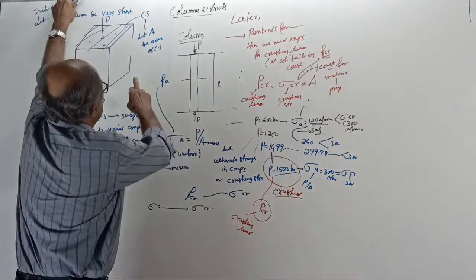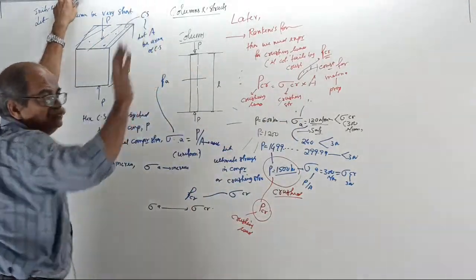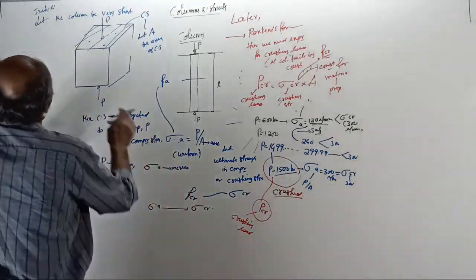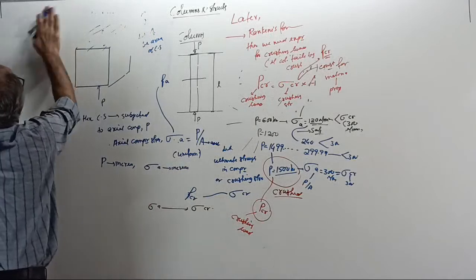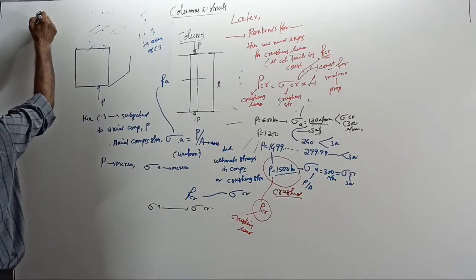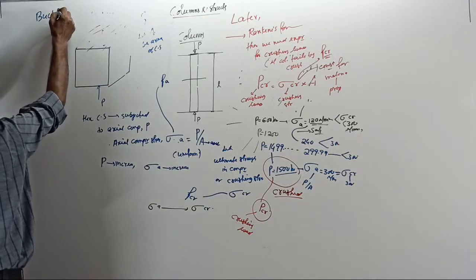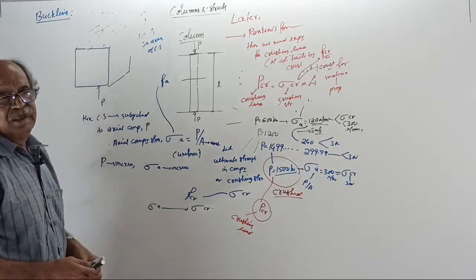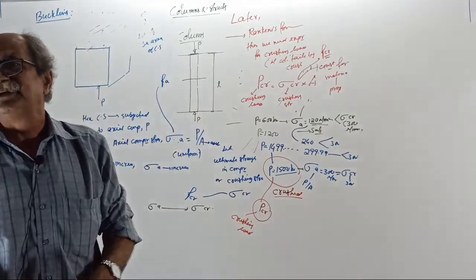So this expression we got. Now leave this one. Now come to buckling of the column. Consider buckling. Some people call buckling as crippling.